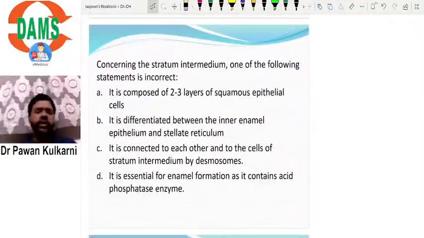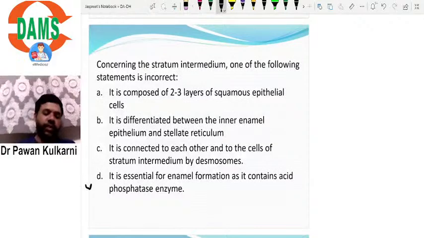Okay, let us move to the next question. Concerning the stratum intermedium, one of the following statements is incorrect. It is composed of 2 to 3 layers of squamous epithelial cells. Yes, it is correct. It is present between the inner enamel epithelium and stellate reticulum. Yes, it is correct. It is connected to each other and to the cells of stellate reticulum by desmosomes. Yes, that's also correct.